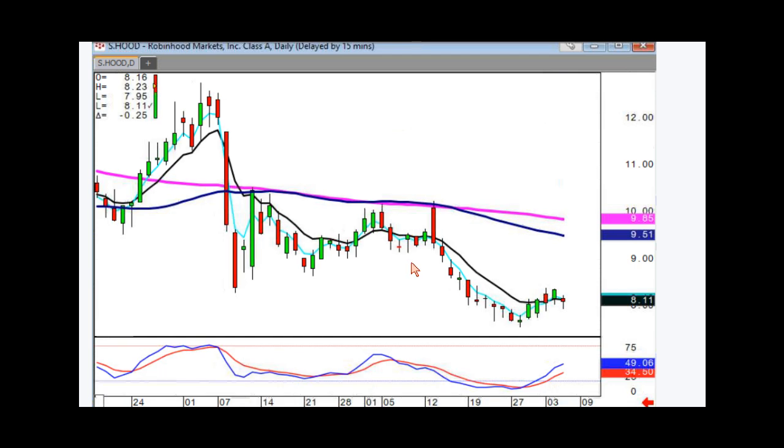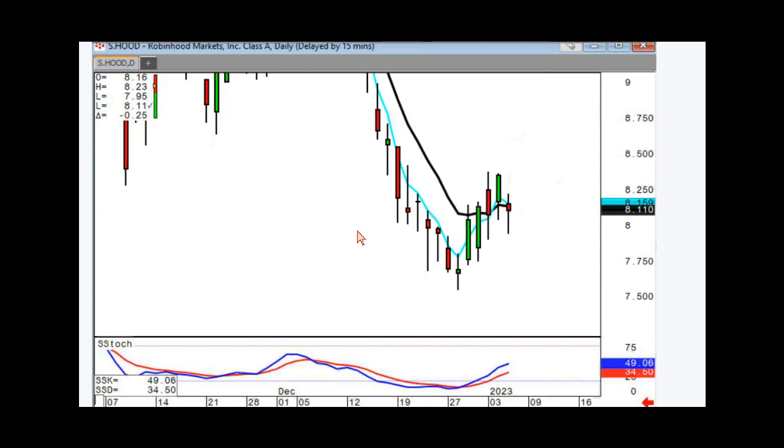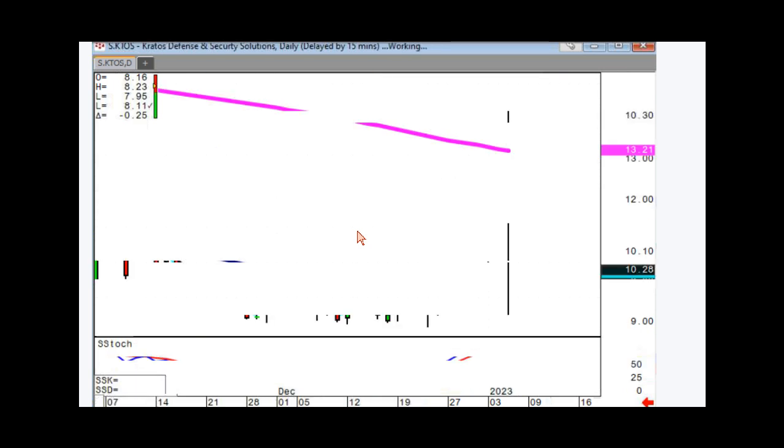Hood, I would have closed out today if I was long. Notice how it gapped down back below the previous day's open. That's not a good bullish sign. You close them out right away.